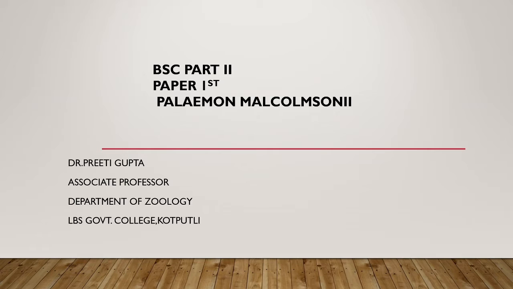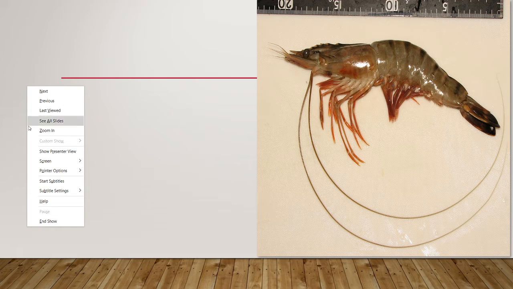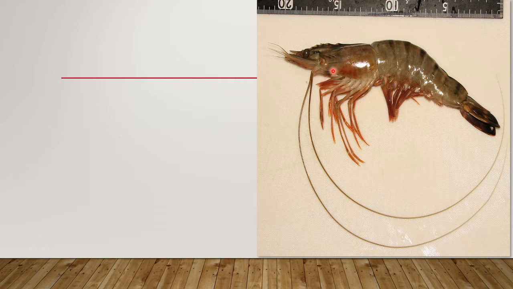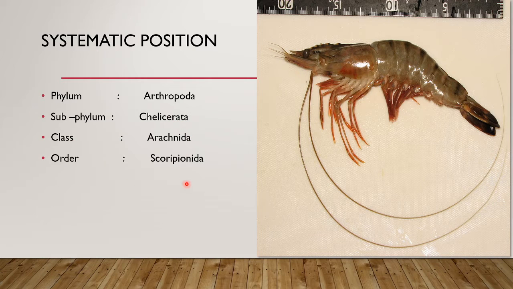Today we are going to study Palaemon malcolmsoni. First of all, let's see the systematic position of Palaemon. Palaemon belongs to the phylum Arthropoda, subphylum Chelicerata, class Arachnida, order Scoropinaria, and genus Palaemonas.